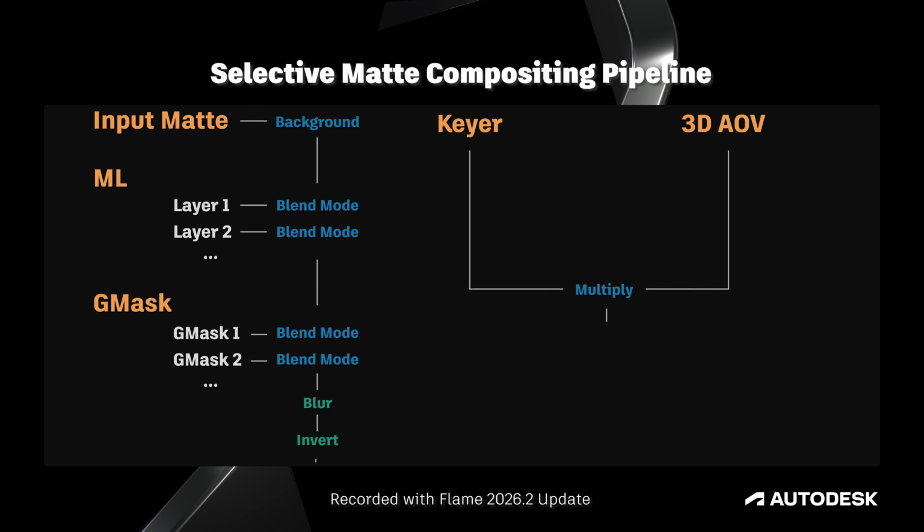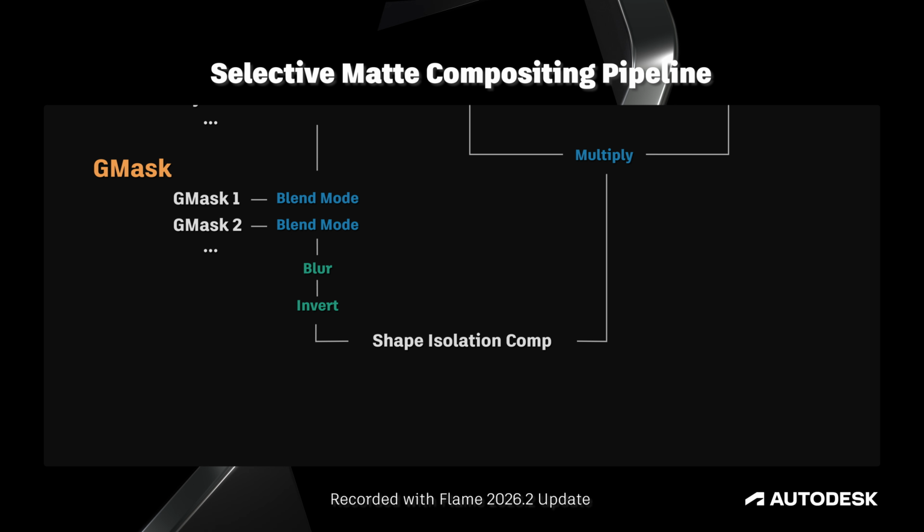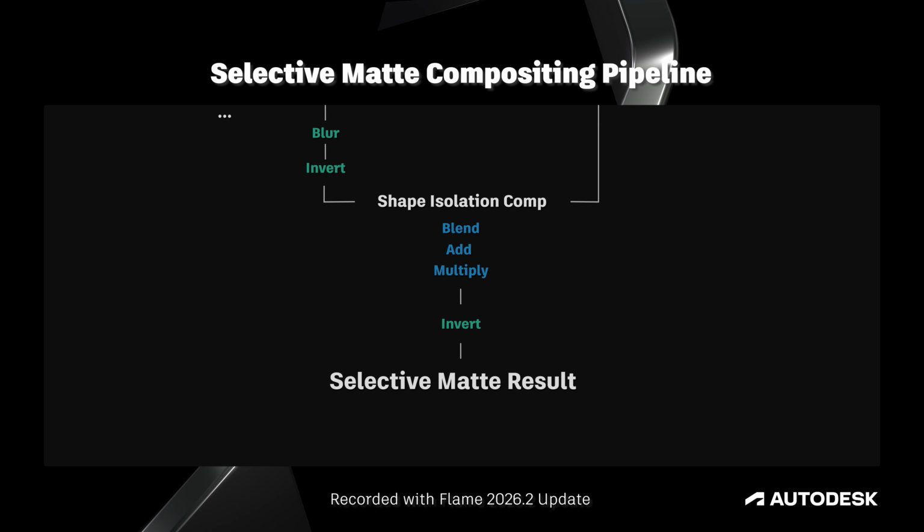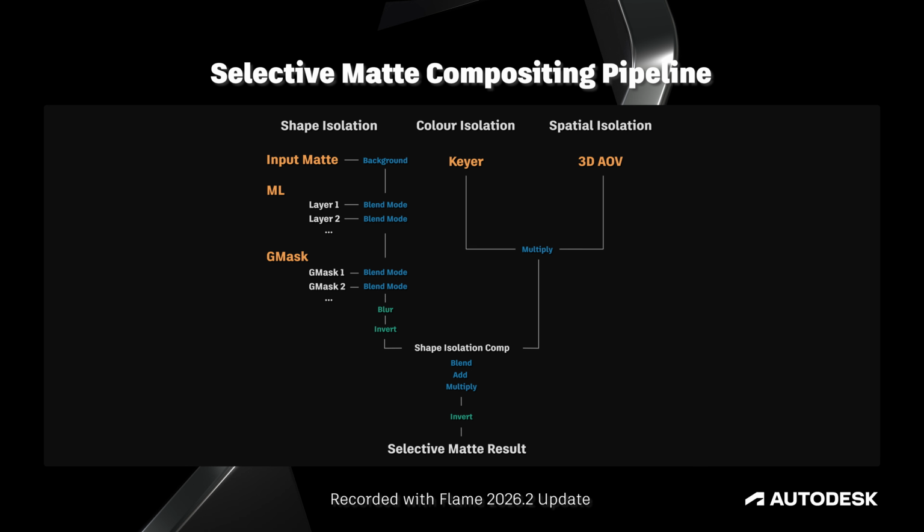The result of these shape isolations are combined with the resulting color and spatial isolations with one more set of controls to blend, add, or multiply the resulting isolations to finally give us the matte used for a given selective. Let's take a look at what all this means with some examples.